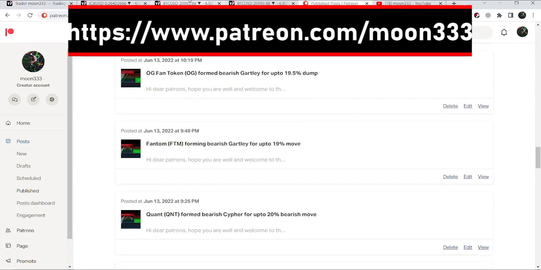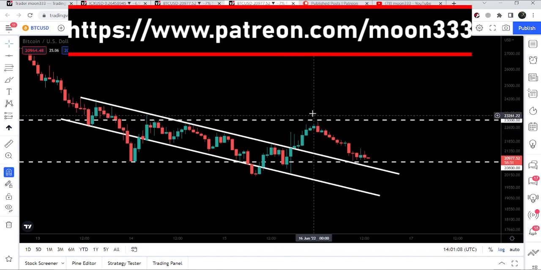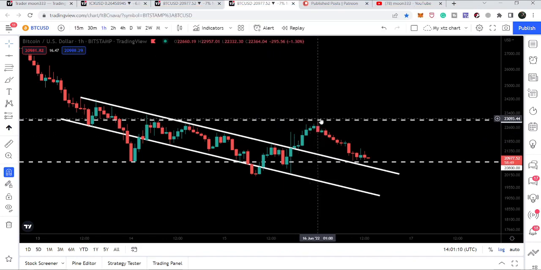First of all, let me begin with the hourly time frame chart. Here we have already seen that Bitcoin has broken out of the resistance of the channel, and as I told you before this breakout, if Bitcoin breaks out of this channel, there will be a very high probability that we may see a powerful attempt by Bitcoin to break out of the resistance of $23,000. But you can see it is again rejected by the resistance of $23,000, exactly from there.